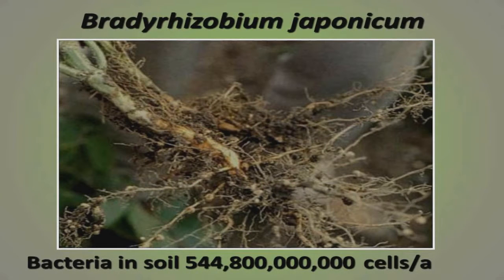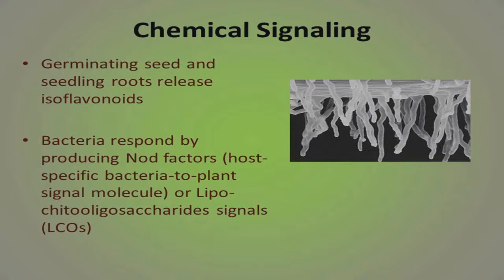There's about 500 billion bacterium per acre. So you can see there's a lot of bacteria that's out there that's available to the soybeans, but it has to be the right genus and species for the soybean plants that we're growing. There's a lot of things that take place in soybeans and these inoculants. First, the seed give off a pheromone, isoflavonoid, and then the bacteria respond by giving off a sugar.